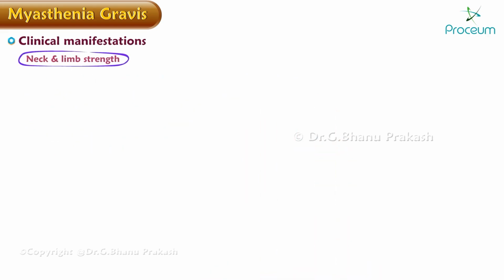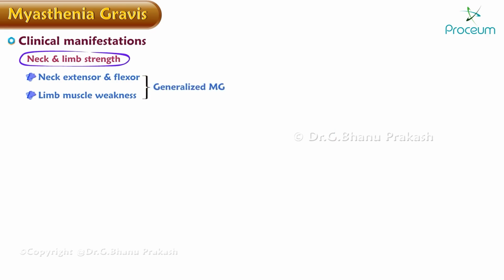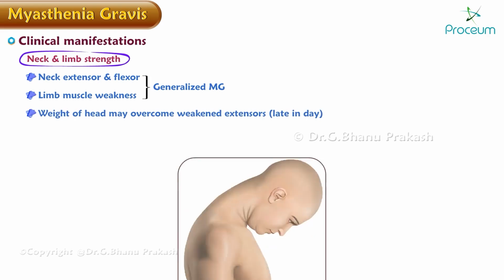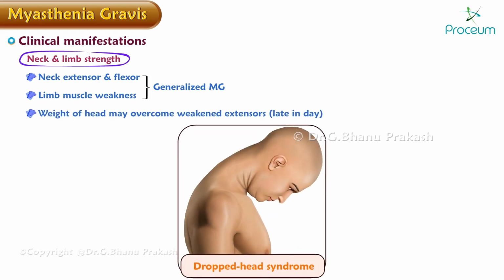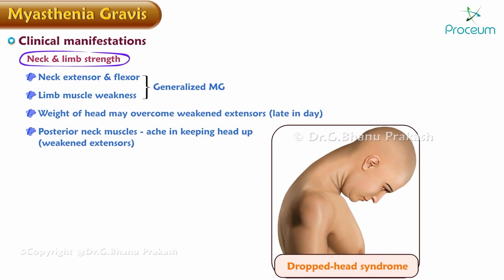Neck and limb strength. Neck extensor and flexor and limb muscle weakness may be found in some patients with generalized myasthenia gravis. The weight of the head may overcome weakened extensors, particularly late in the day, producing a dropped head syndrome. Posterior neck muscles may ache due to the added effort in keeping the head up with the weakened extensors.